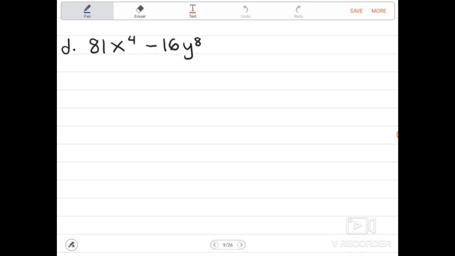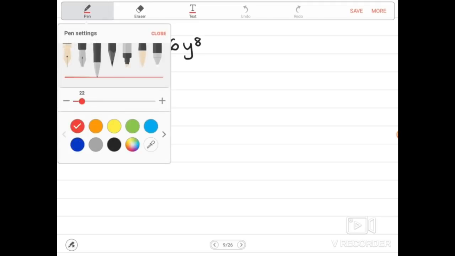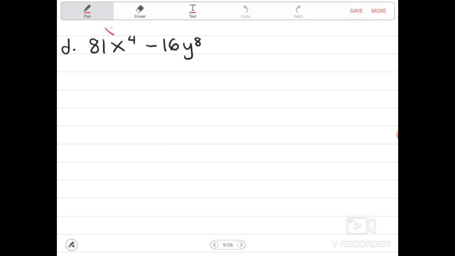81x raised to 4 minus 16y raised to 8. So, 81 and 16, they have no common factor. The same with the variable, no common. So, let's proceed to the second type of factoring, difference of two squares. First term, that is a perfect square. Then, the second term is also a perfect square. This will be our x squared. And this is our y squared.